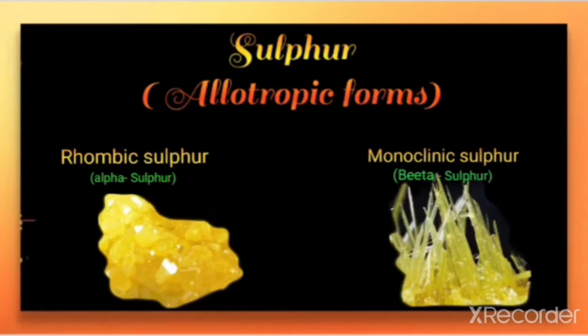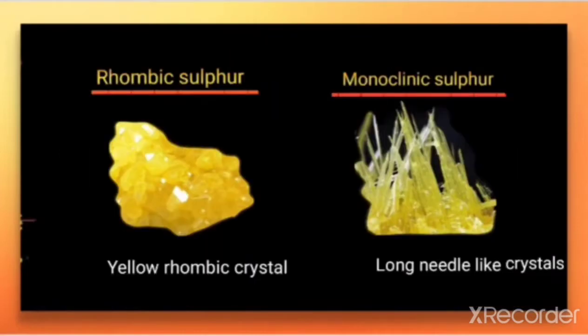Let us do a comparative study between the two allotropes of sulfur, that is rhombic sulfur and monoclinic sulfur. Rhombic sulfur is a yellow rhombic crystal, but monoclinic sulfur is dull yellow with long needle-like crystals, as shown in the figure here.